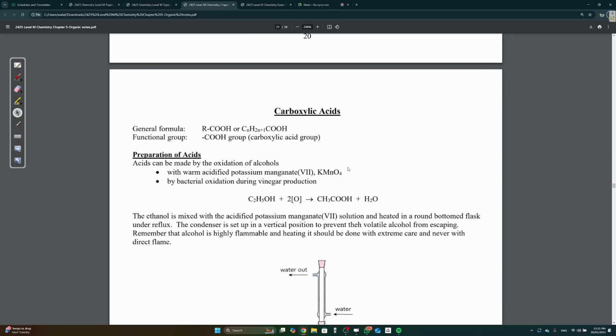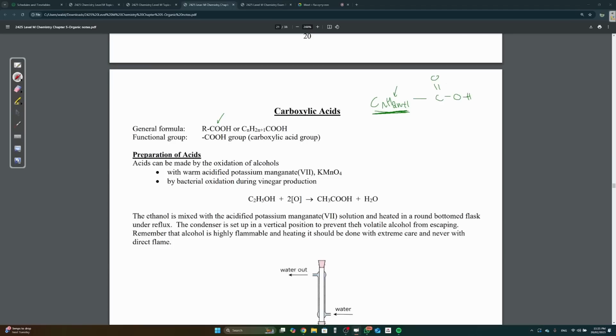Carboxylic acids. The general formula is RCOOH or CnH2n+1COOH. This is the one you are familiar with. I'm going to explain this one over here on the left. Basically, every carboxylic acid looks like this: CnH2n+1 bonded to C, double bond O, OH. You need to know it's a double bond O. Sometimes they may write it with the O bonded to the H like this, which is completely fine.